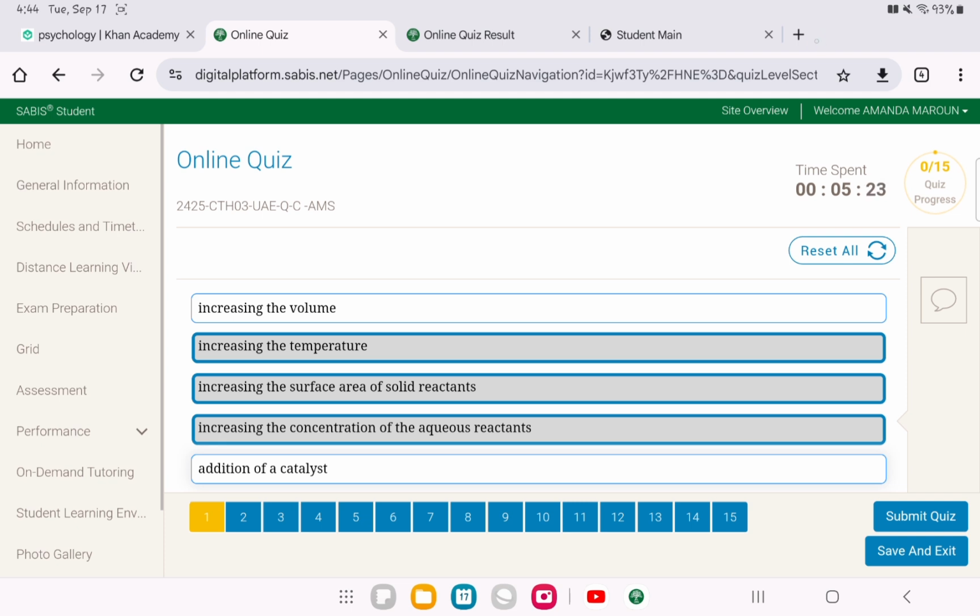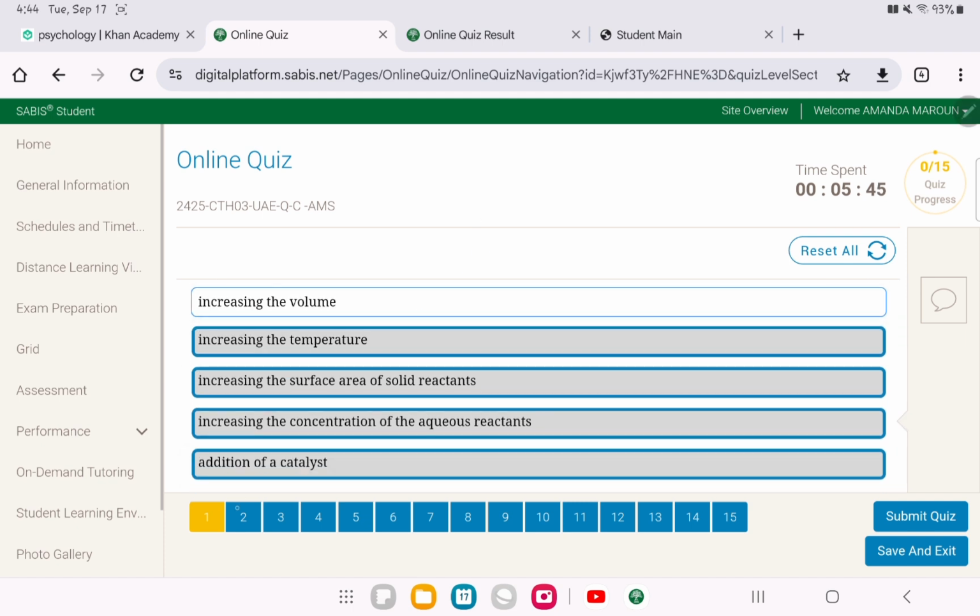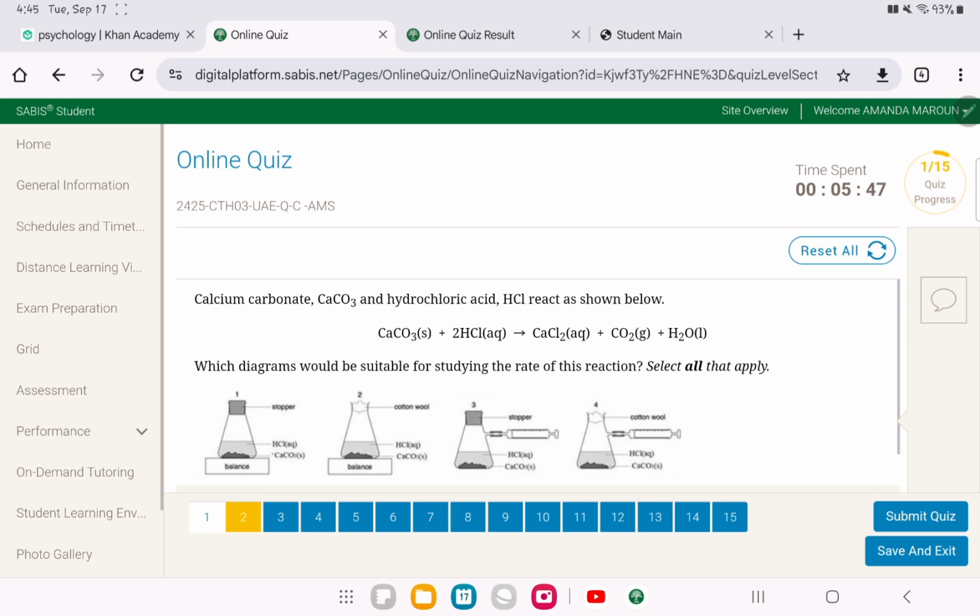And finally, the addition of a catalyst. Now, a catalyst, what does a catalyst do? It speeds up a reaction, okay? But without being consumed within the reaction. So definitely addition of a catalyst will increase the rate of a chemical reaction.